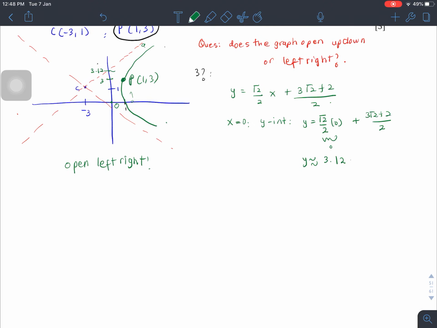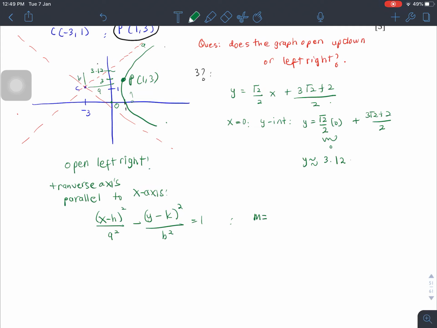Then straight away you just have to say that your transverse axis is parallel to the x-axis, where you're going to have the equation (x minus h) squared over a squared minus (y minus k) squared over b squared equals 1, with the slope m. This is going to have a and b, so it's going to be b over a.